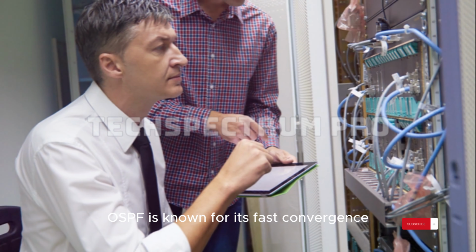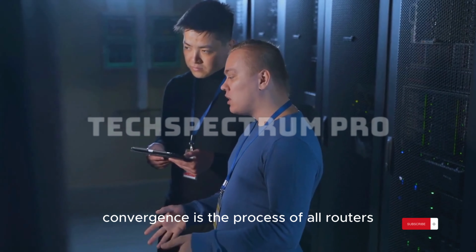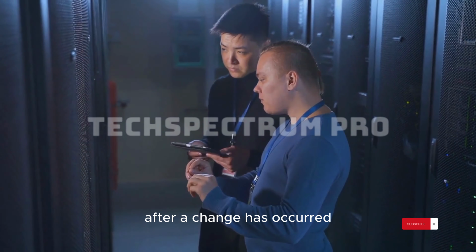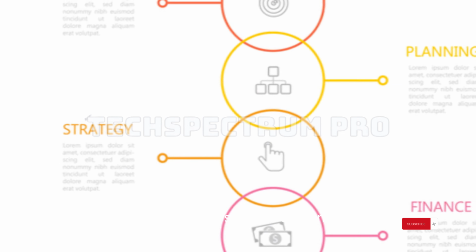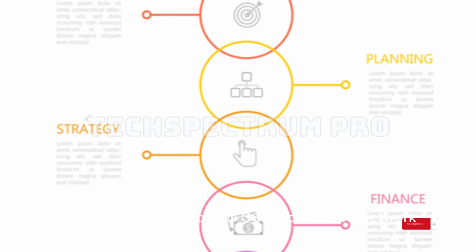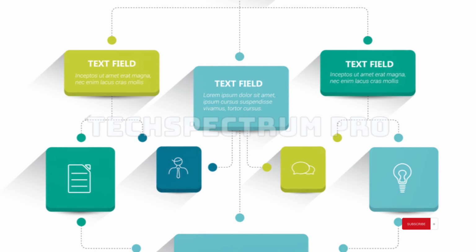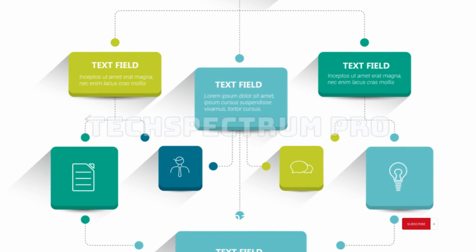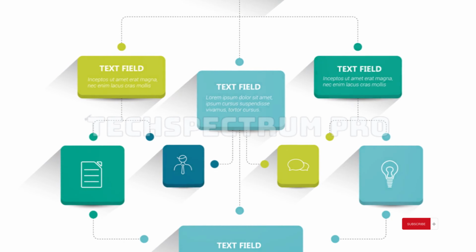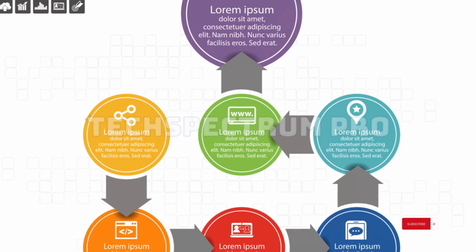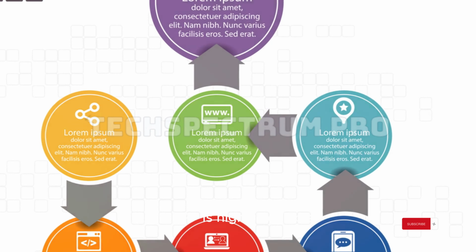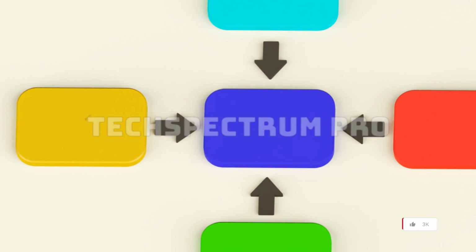Firstly, OSPF is known for its fast convergence. Convergence is the process of all routers agreeing on the network topology after a change has occurred. With OSPF, this process is speedy and efficient, thanks to the link state database that is replicated across all OSPF routers in a network. This means that all routers have a complete and identical picture of the network, allowing for quick adjustments and minimal downtime. Secondly, there's scalability. OSPF is highly scalable, making it an ideal choice for large networks.